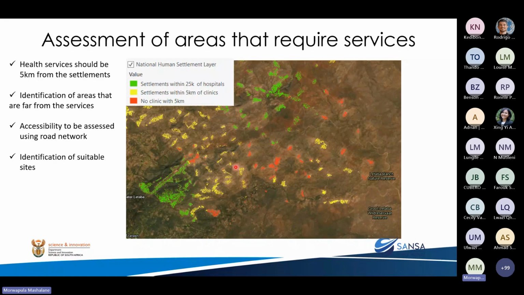So on this slide, the green settlements are the settlements within the required distance of hospitals. And then the yellow are those within 5 kilometers of clinics. And then the red ones are where there is no clinic within a 5 kilometer radius. Which means the future plans of building a clinic or a hospital will be along the red villages that are indicated there.